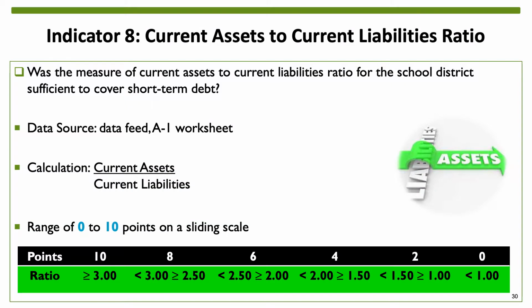Number 8, current assets to current liabilities. It has not changed at all. The scale, the formula, it just moved places. It's currently indicator number 7. It's just going to indicator number 8. But nothing about it has changed at all.